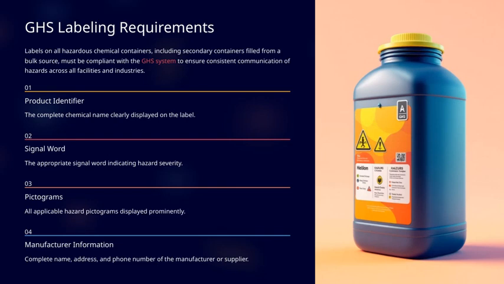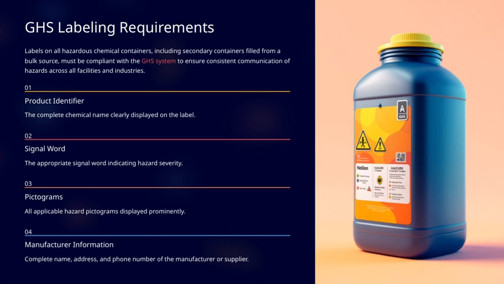Let's start by talking about the importance of clear and complete labeling. First, the manufacturer's information must include the full name, address, and phone number. This ensures that if there's ever a question or emergency, you know exactly who to contact. Next, we look at the hazard pictograms. These are visual symbols that quickly communicate the type of hazard posed by the chemical. It's crucial that all applicable pictograms are displayed prominently on the label, so there's no mistaking the risks involved.